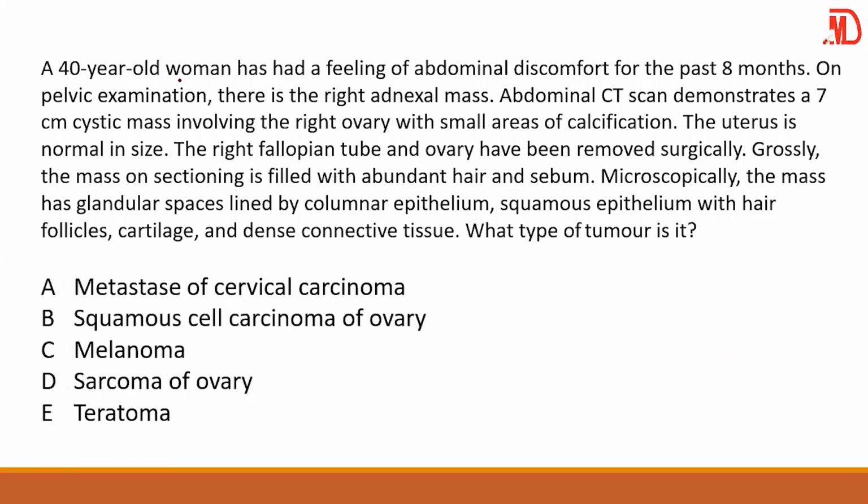We have a 40-year-old woman who had a feeling of abdominal discomfort for about 8 months. On pelvic examination, there is a right adnexal mass. CT scan demonstrates a cystic mass involving the right ovary with small areas of calcification. The uterus is normal, and the fallopian tube and the ovary have been removed surgically.